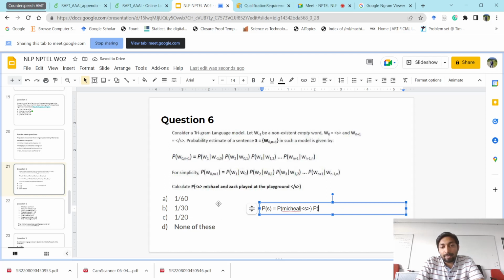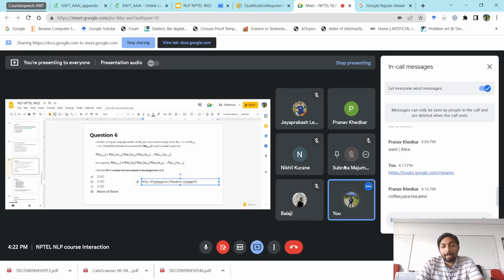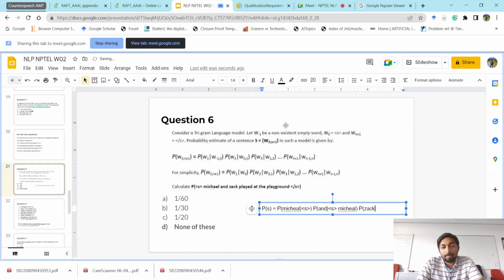Then we have to find the next term, given $S and Michael. What will be the next term? Please tell. Then given Michael and Zach, what are we trying to predict, and from where? Michael and yes.